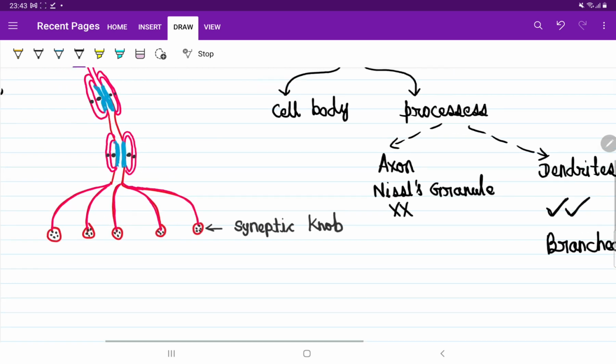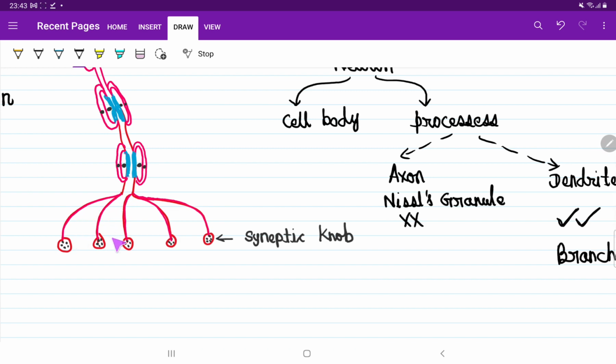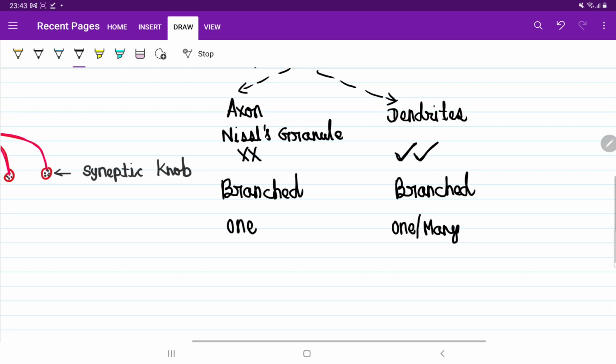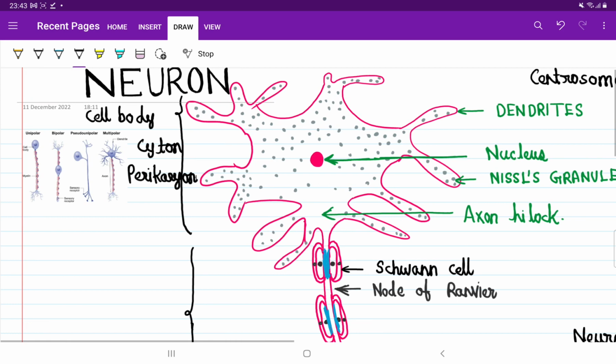Axons are also branched. You see, the end of the axon is branched. So I'm writing here: axon can also be branched. In the neuron, dendrites can be one or many also. Axon is fixed. Axon is only one in the neuron. Okay. Now you see what is the function of axon and dendrites.